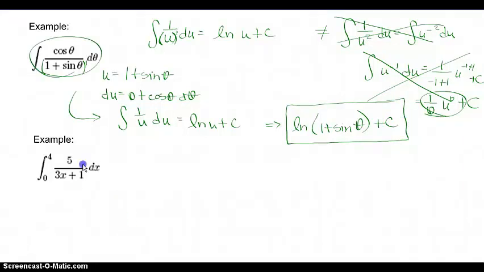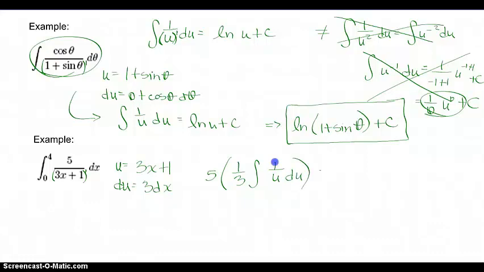All right, let's work another example. Something is being operated on. It's been put into the denominator of a fraction with a power of 1. Let's choose that to be u. du is 3 dx. Now I'm going to pop my 5 out front, and I'm off on just 1 over the quantity 3x plus 1. I'm off by 1/3, right? So this becomes 5 times 1/3 of 1 over u du.